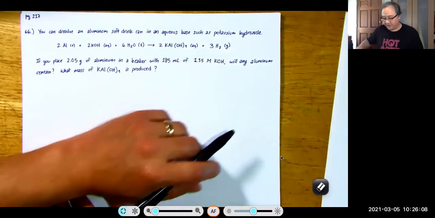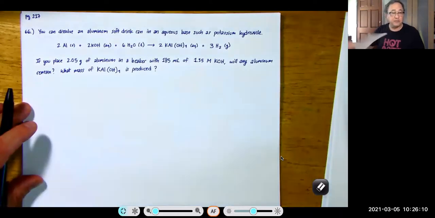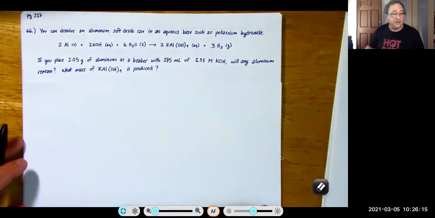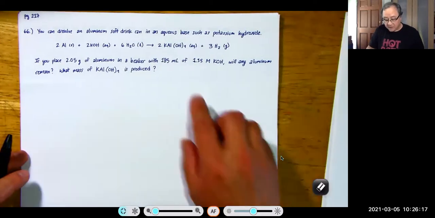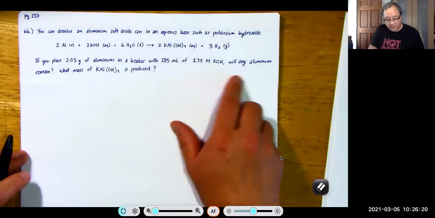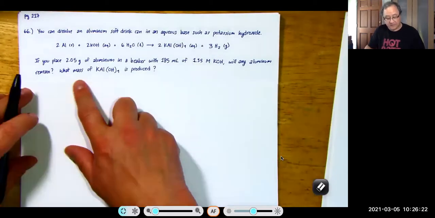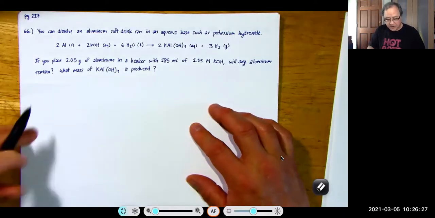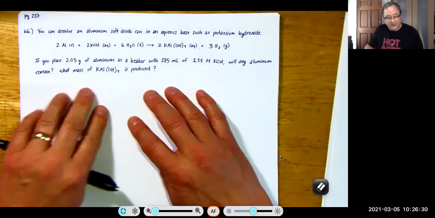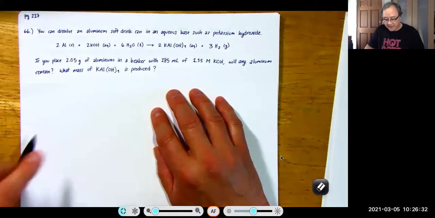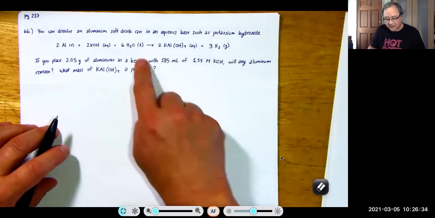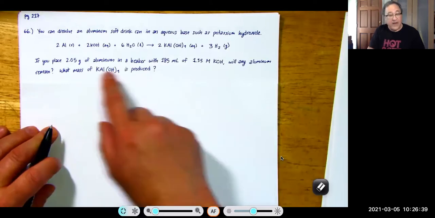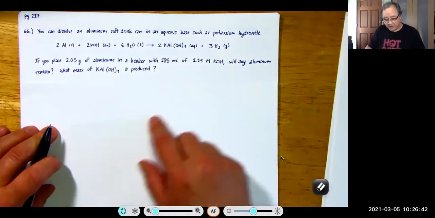And you get 3 hydrogen molecules. So the question here is, if you place 2.05 grams of aluminum in a beaker with 185 milliliters of 0.135 molar KOH, will any aluminum remain? And then what mass of potassium aluminum hydroxide is produced? So here we need to find out which one of these reagents is limiting. I think it's probably easier to start with the 185 milliliters of KOH and find out if it will react with 2.05 grams of aluminum.